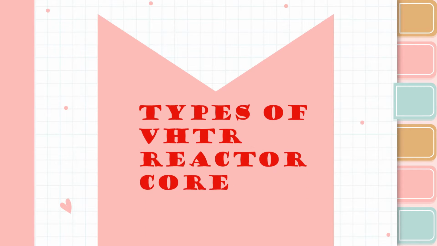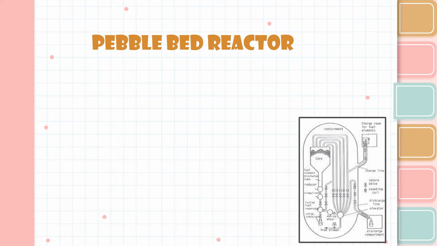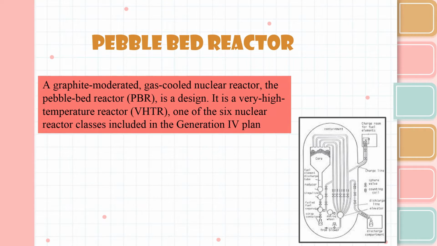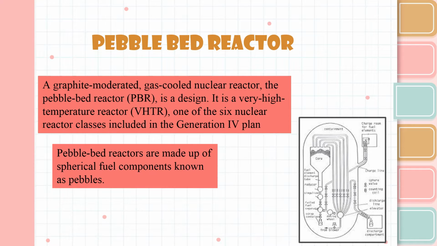After that, we proceed to types of VHTR reactor core. First reactor core is the pebble bed reactor, a graphite-moderated gas-cooled nuclear reactor. The pebble bed reactor is a design for a very high temperature reactor, one of the 6 nuclear reactor classes included in the Generation IV plan. Pebble reactors are made of spherical fuel components known as pebbles.